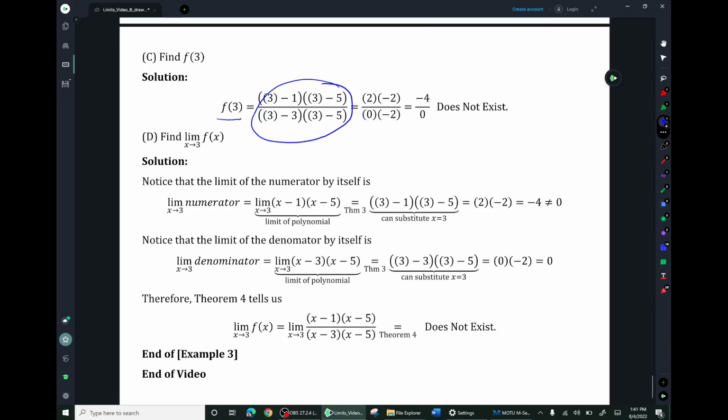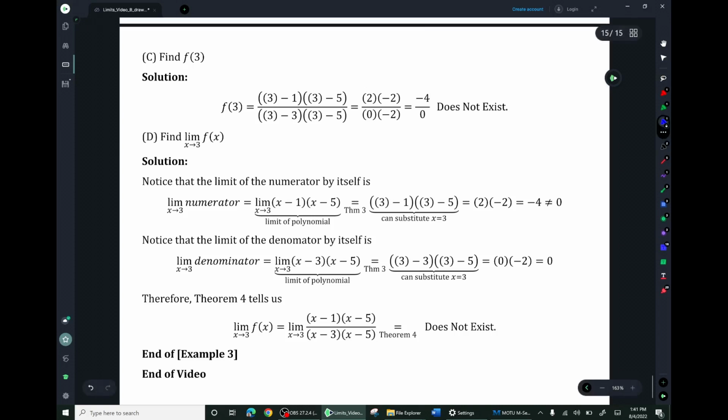And we end up with this, negative 4 over 0. Now, that does not exist. There's no real number that equals that expression. So negative 4 over 0 is not 0, it's not negative 4. It just simply does not exist. This symbol does not represent a real number.